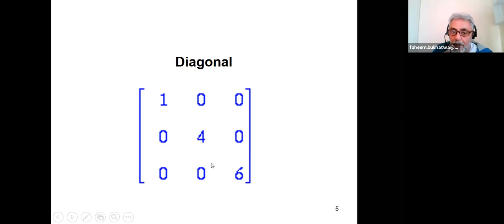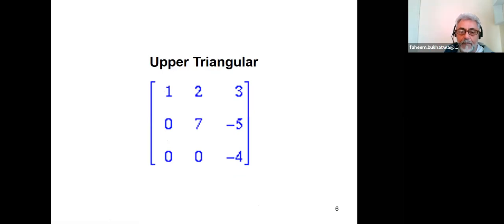So a matrix is a diagonal matrix if it has values other than zeros on this diagonal, and all the other values are zeros. If all values are zeros except the values on this diagonal, then it's known as a diagonal matrix.